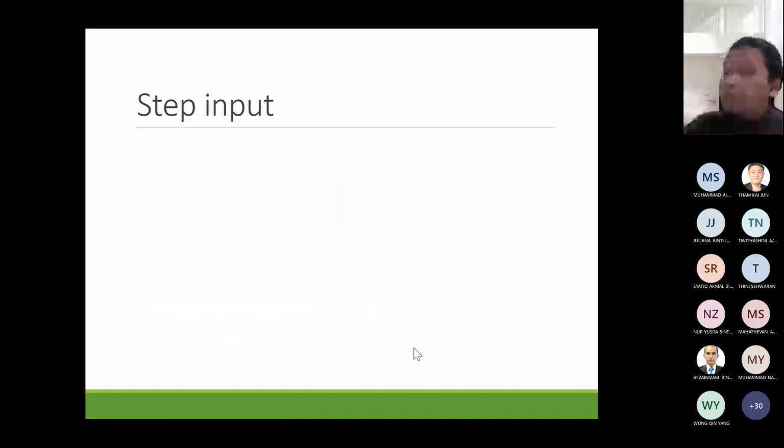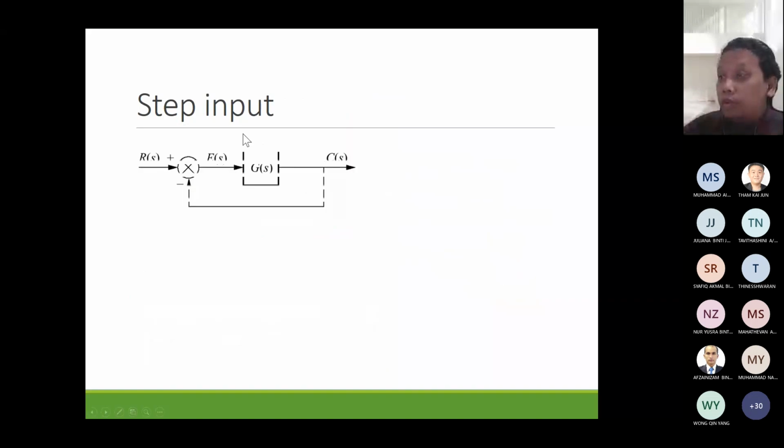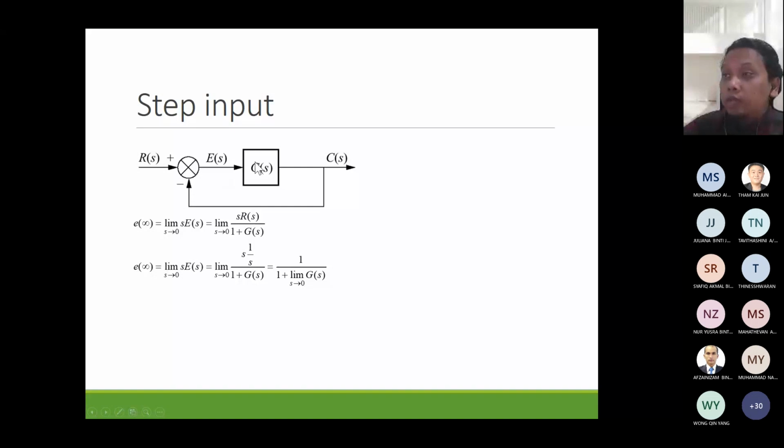So let's look at how to use that formula. If you have a step input, to find the steady state error using this formula, you just substitute R(s) with the step input. The step input in the time domain equals 1, and in frequency it equals 1 over s. So you just substitute R equals 1 over s, and then you get 1 over 1 plus G(s), and because only G(s) is dependent on s, the limit is only for G(s).